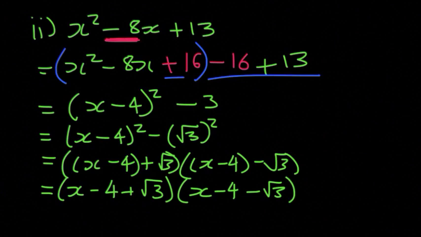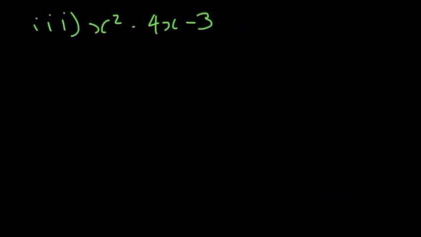All right, let's do a third example. We're just following exactly the same process. x squared minus 4x minus 3. We look at that coefficient in front of the x term. It's a minus 4. If I find half of minus 4, that will be minus 2. And if I square minus 2, that will give me plus 4.